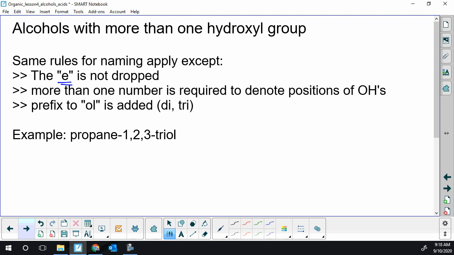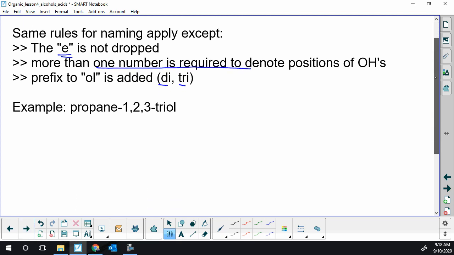Okay. More than 1 number is often required to tell us the position of those 2 or 3 or 4 hydroxyl groups. So same numbering rules as before. Put numbers in unless there's only 1 possibility. You're going to add a prefix in front of the OL. If there's 2 hydroxyl groups, di, 3, tri, 4 would be tetra. I never personally assess beyond 3, a triol. So I'm going to draw propane-1,2,3-triol.